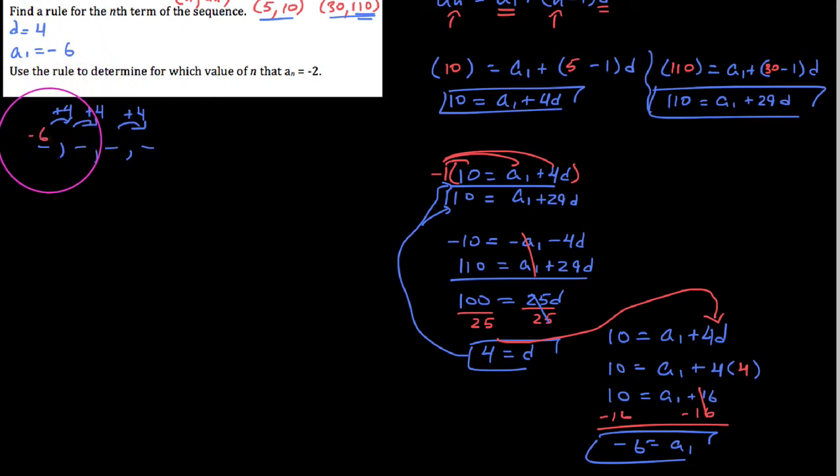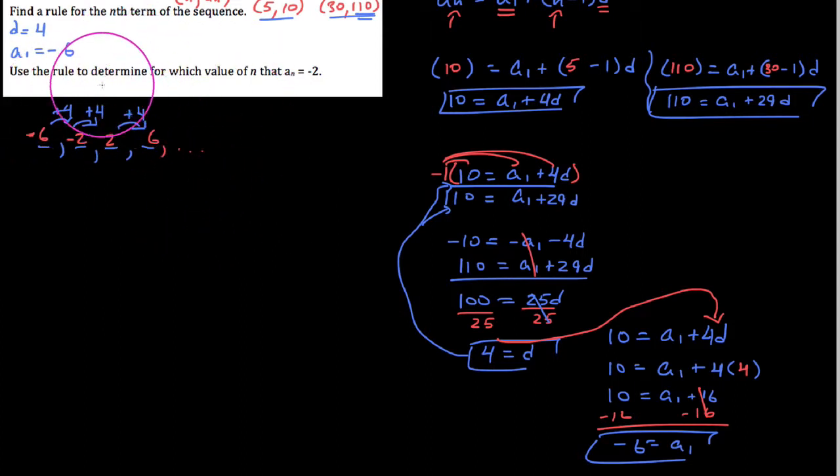We say, well, if the sequence must start at negative 6, and it goes up by 4 every time, I guess the second term would be negative 2, and the third term would be up another 4, which is 2, and up another 4 is 6. And this is going to continue on indefinitely in this infinite arithmetic sequence. But what we want to do is this.